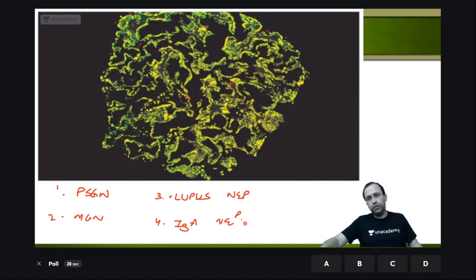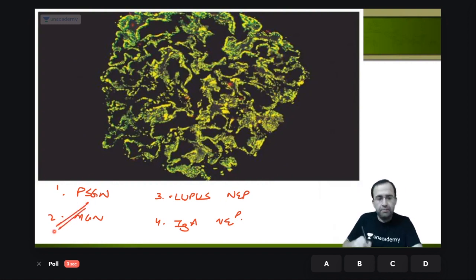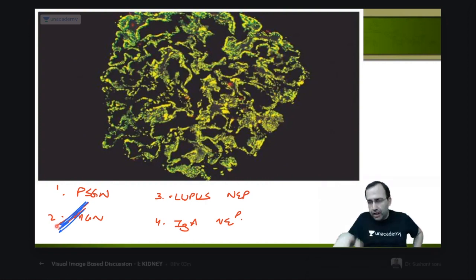I've just started the poll. I started the poll only because I was getting wrong answers, in which case I would have said the answer. This was last year's exam question. They gave you a slide history, which was non-contributory, and they gave you this image, so the answer had to be made on this image. This is a fact. This is what MGN, membranous glomerulonephritis, looks like.